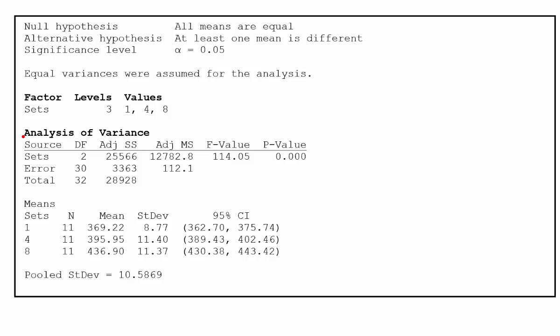All right, so let's take a look at the ANOVA table here now. You can see that under source, they have sets listed as the treatment. They have error, of course, and total. You can see the degrees of freedom for total is 32 because we had 33 participants in the study. The degrees of freedom for sets is 2 because it's the number of levels minus 1. So 3 minus 1 gives you 2.